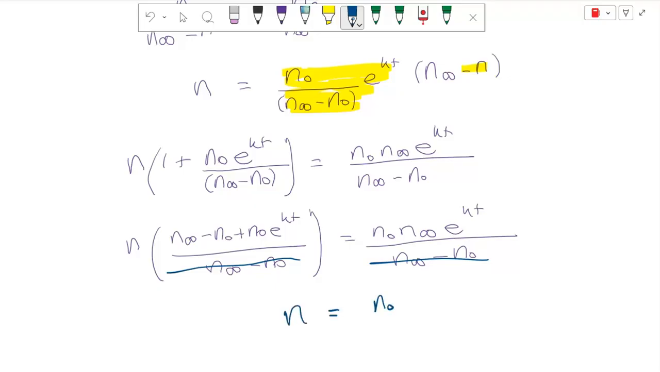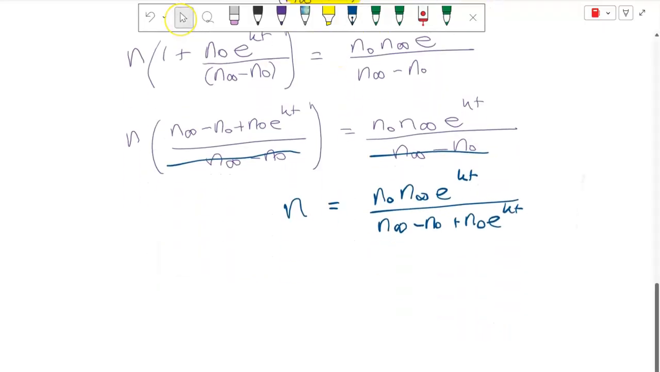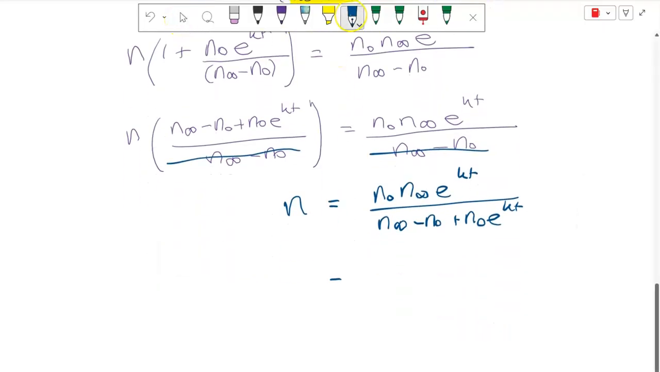So N is equal to N naught N infinity e to the kt divided by N infinity minus N naught plus N naught e to the kt. That was fine to get it to there. A nicer way, and one that's come up in other scholarship questions, is just to do one last step. So it wasn't a show that question, but it could have been. We can also divide numerator and denominator by e to the kt, and that would give me this.